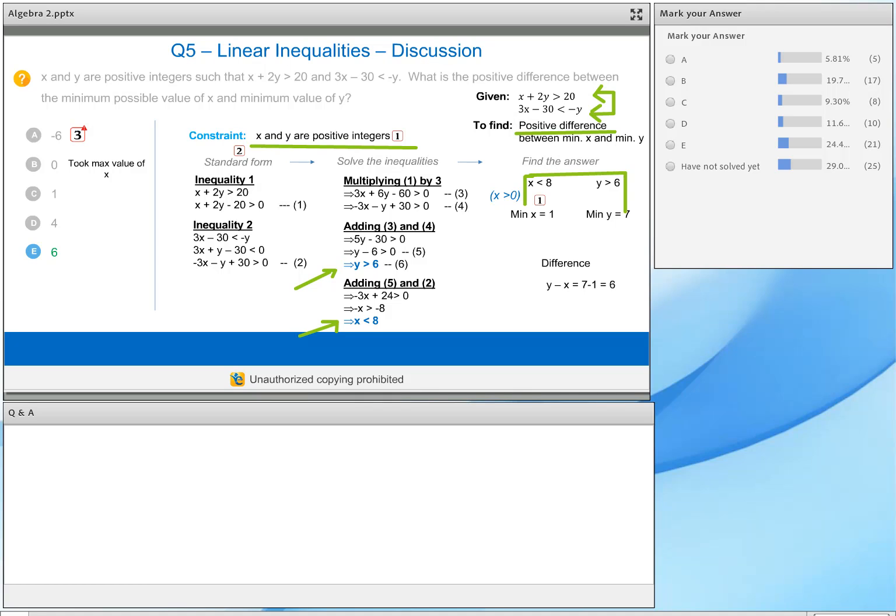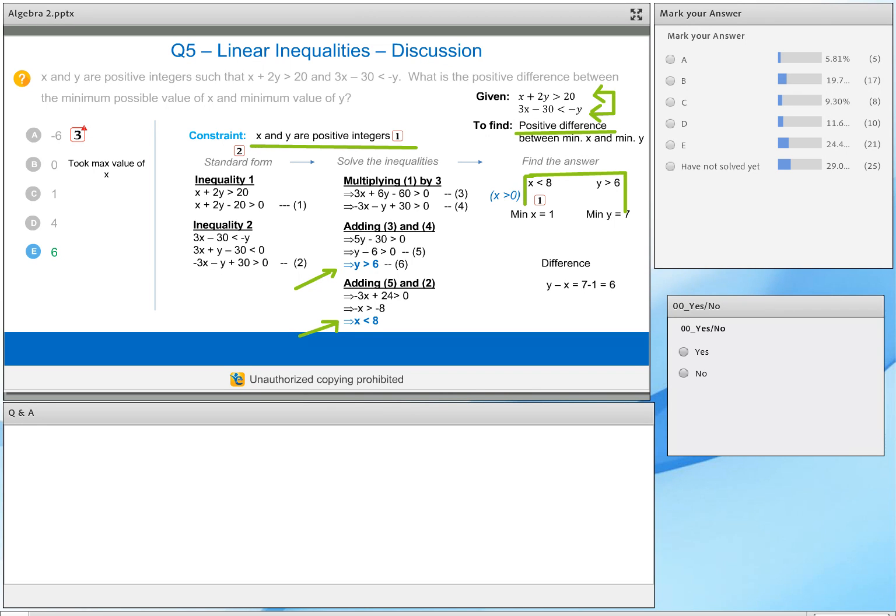Let me ask you this. How many of you answered this question incorrectly because of not being able to solve the system of linear inequalities? Okay, so quite a few of you. Obviously, because you weren't able to get to y is greater than 6 and x is less than 8, the further steps became unimportant to you. Now for those of you who made the mistake in getting to x is equal to 1 or y is equal to 7, click yes.